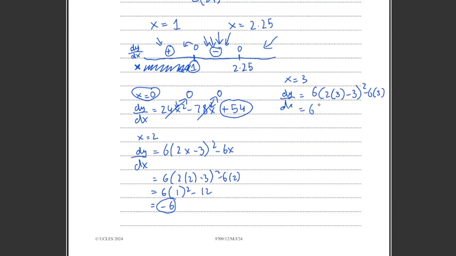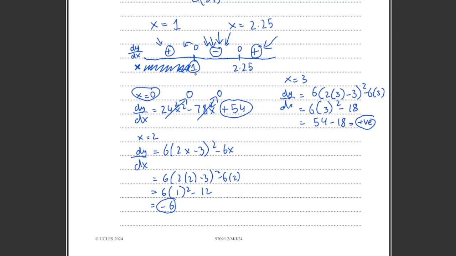So now this is going to be 6, and then 2 times 3 is 6. 6 minus 3 is 3, and 6 times 3 is 18. And so 3 squared is 9, and then 9 times 6 is 54. 54 minus 18 is going to give us a positive number. We're going to get a positive answer, which means that the third section is also positive, so the function is going to be increasing in the third section as well.